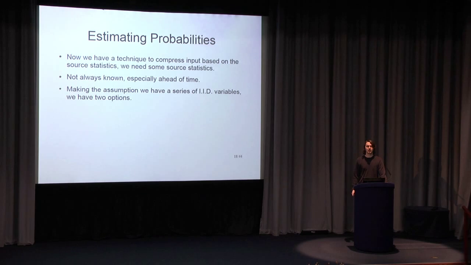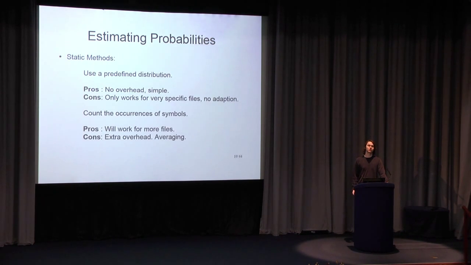So up until now, I've been saying we have some distribution for all these random variables. But of course, these aren't always known ahead of time. So we have two options, really. First of all, there are static methods. We could just use a predefined distribution that both the encoder and decoder know and base all our compression on this. The problem is this will only work for a very specific set of files. Any files whose source distributions don't match, we'd have terrible compression rates. And also, if we have a file that is made up of multiple different data types, only one could ever really be matched.